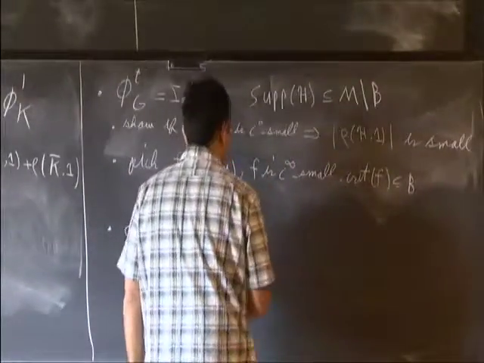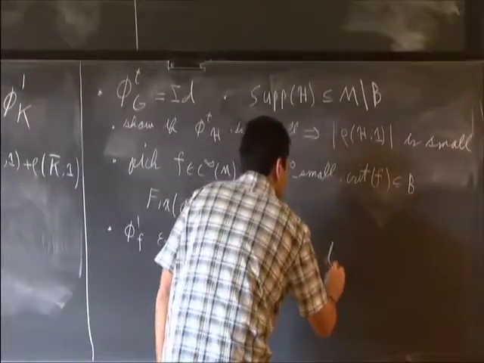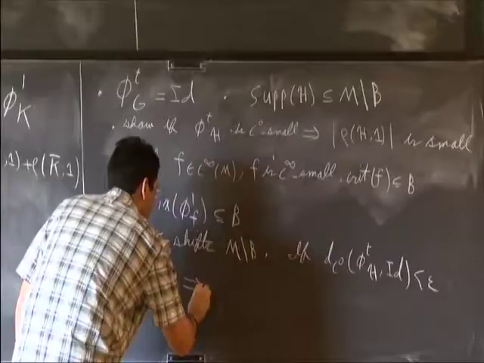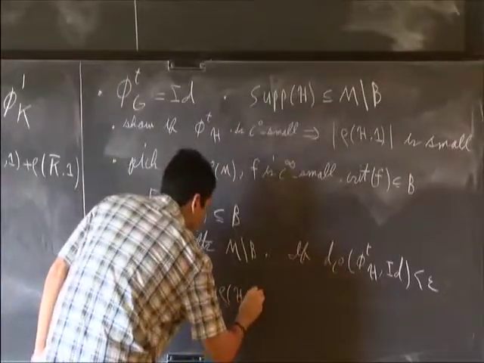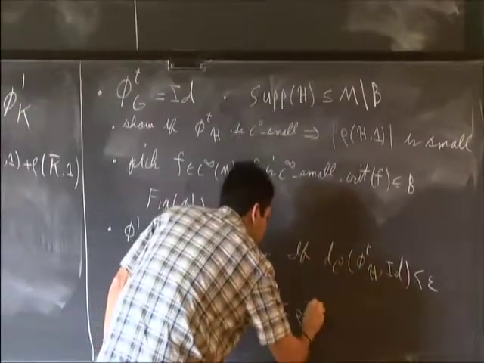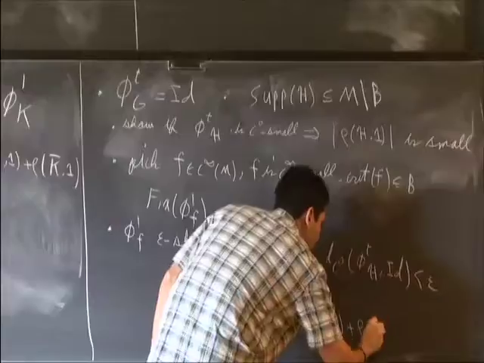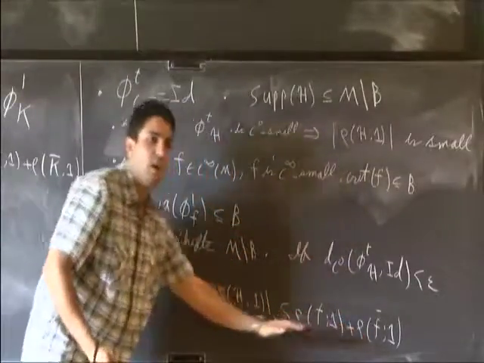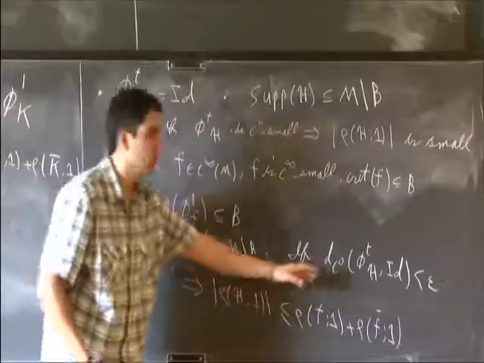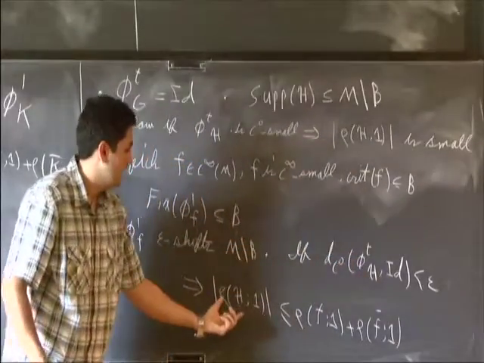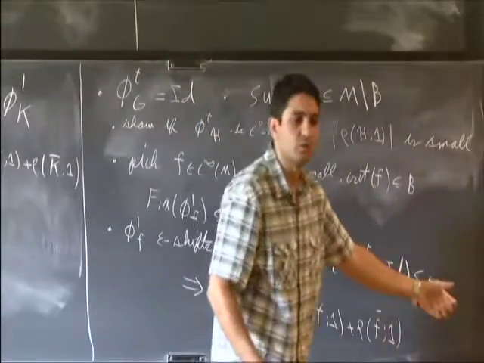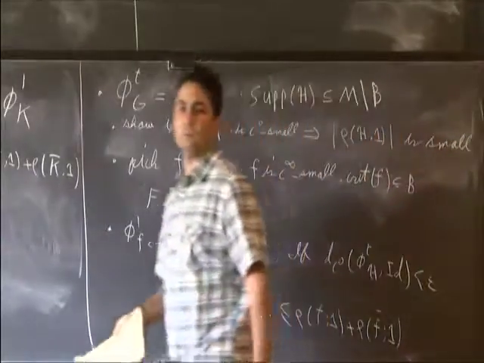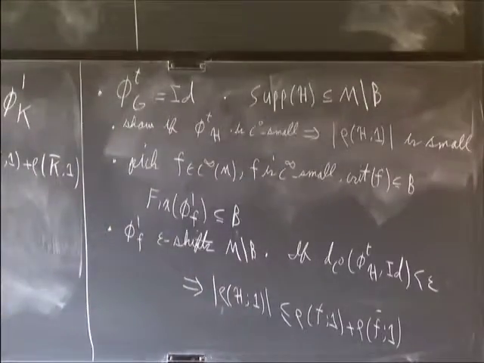And okay, so now if the C0 distance of phi 1H from identity is less than epsilon, then by this theorem here, I'll get rho of H is less than rho of F plus rho of F bar. Okay, and I picked F to be C infinity small, so this is small. And in fact, you could show that if the flow of H_i is C0 converging to identity, then you could pick F_i such that F_i is C0 converging to 0. So this tells you how to get C0 continuity. And then to get the estimate, you have to play around a little bit, and it gets a little nasty, but it's not too bad at all.